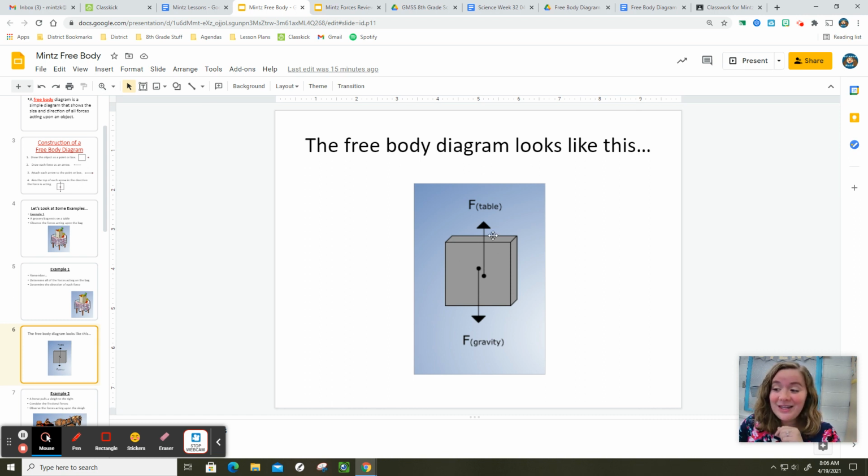So the size of the arrows matters. And notice how we started the arrows in the middle of the box. That's kind of like the center of gravity, somewhere in the middle there. And they're going in opposite directions, with the same size of arrows, which means that they are the same force.